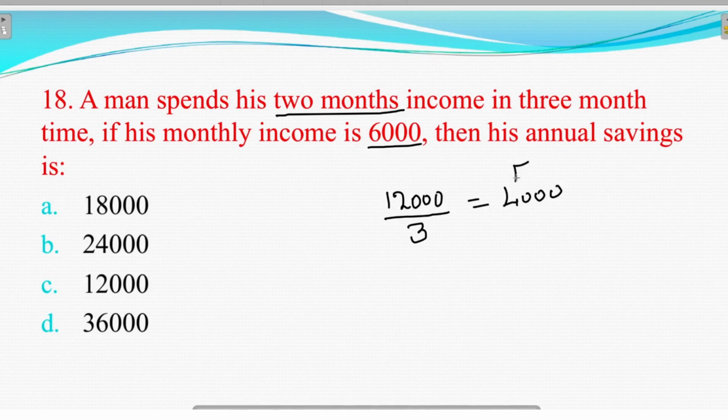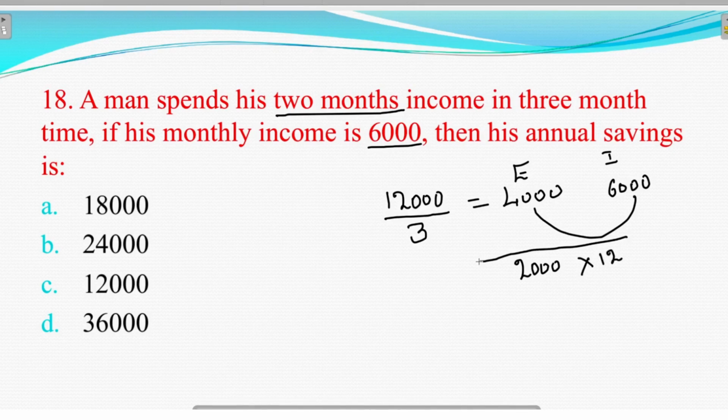Then every month, income minus expenditure, the savings will be 2,000. For 1 year, what is the savings? That is the question they have given. His monthly income is 6,000, then his annual savings will be how much? 12 twos are 24,000. Very simple question.